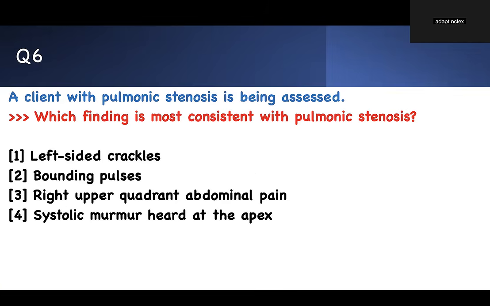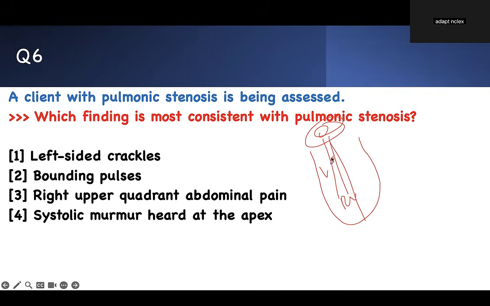A client with stenosis is being assessed. Which finding is most consistent with the stenosis? Same strategy. I have not changed anything. I just draw my diagram. I know this ventricle and the pulmonary. This is your lung. That means blood cannot get into the lung. Therefore, blood stays in the right ventricle. That's the problem. If the blood is going to stay in the right ventricle, you're going to have right-sided heart failure. Talking about right-sided heart failure.